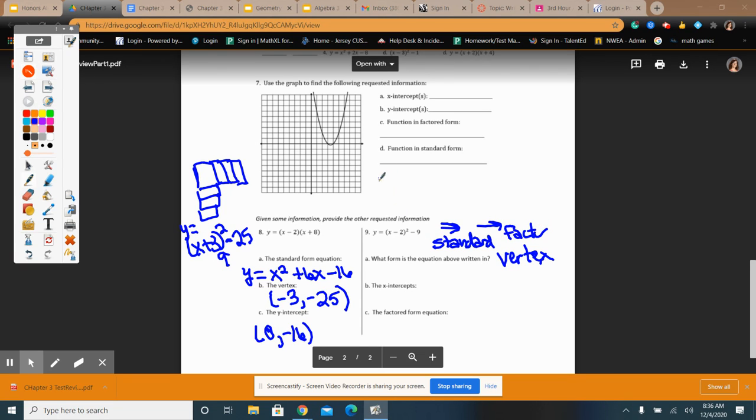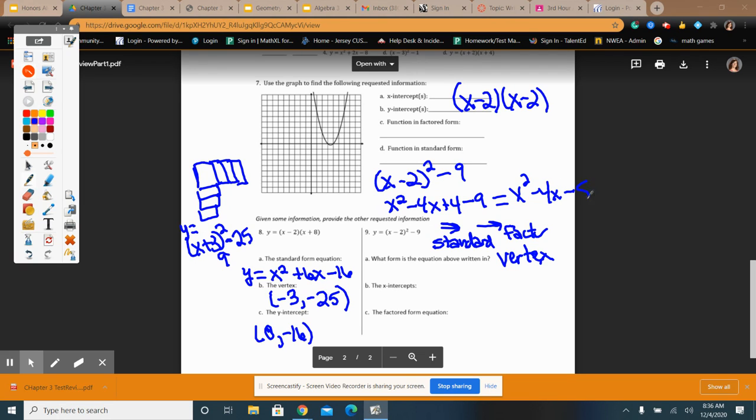So let's go ahead and double distribute. I'll take x minus 2 squared. That'll be x squared minus 4x plus 4. Where did that come from? X minus 2 times x minus 2. But you also have your minus 9. So I get standard form, x squared minus 4x minus 5.